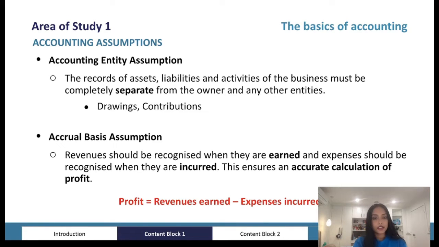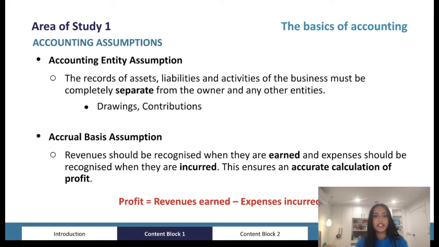There are 4 accounting assumptions in VCE accounting, and you need to be able to know the name and definition of all of the assumptions. The first one is the accounting entity assumption, which states that the business has to be kept separate from the owner and any other entities involved in the business. For example, it needs to be separate from other shareholders. It needs to be separate from, I don't know, the owner's family as well.